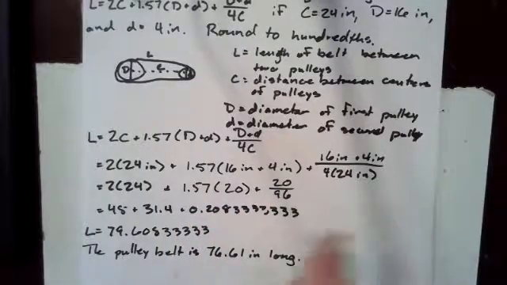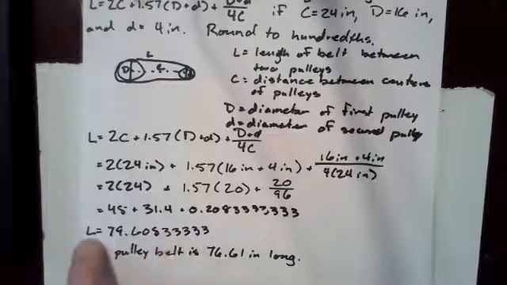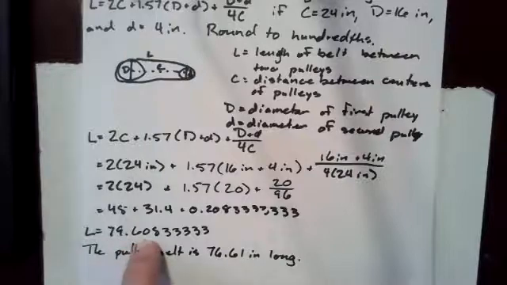0.208333, and we'd probably just have those threes going on forever. Notice they put fewer threes right here. So that's L equals 79.608 and lots of threes. So rounding that to the nearest hundredth, we get the pulley belt is 79.61 inches long.